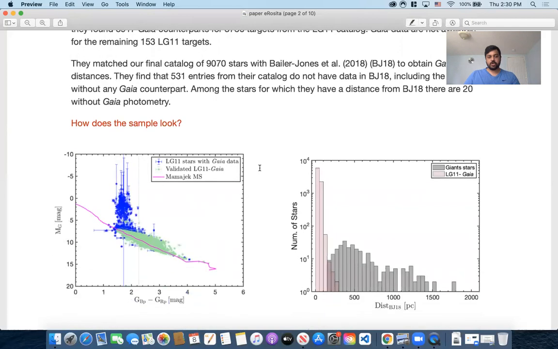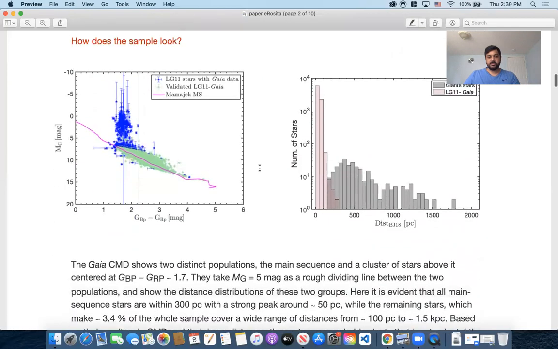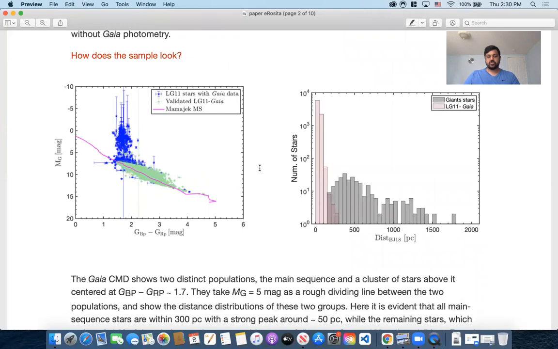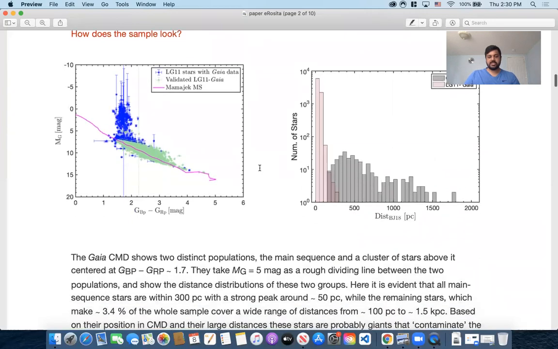How does the sample look? The Gaia CMD shows two distinct populations, the main sequence and a cluster of stars above it centered at G_BP minus G_RP of 1.7. They take 5 mag as the rough dividing line between the two populations and show the distance distributions of these two groups in the figure on the right.